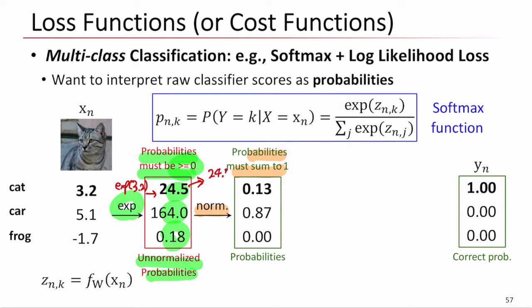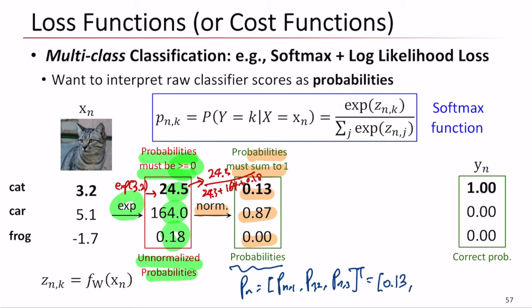I mean, over 24.5 plus 164.0 plus 0.18, then it's going to be the sum, which normalizes to 1.00. Then this one is going to be the probability for the xn, consisting of pn,1, pn,2, pn,3, in this case 0.13, 0.0, 0.87, 0.00, maybe there are some small values anyway. Okay.